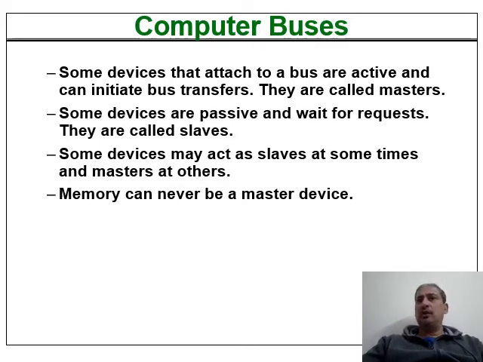Now CPU is usually always a master device. Memory can never be a master device. Memory always is a responder, never an initiator. Now this is a very important point because a device can be a master at one point in time, it can be a slave at another point in time. This is also important because at any given point in time, a number of devices may wish to become master devices, in which case arbitration has to come into play.